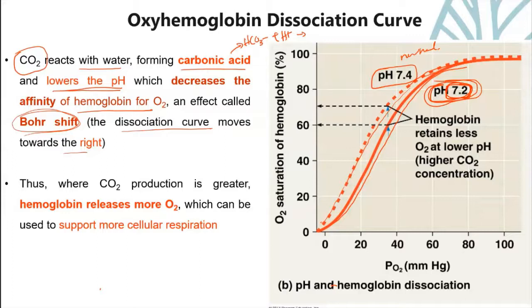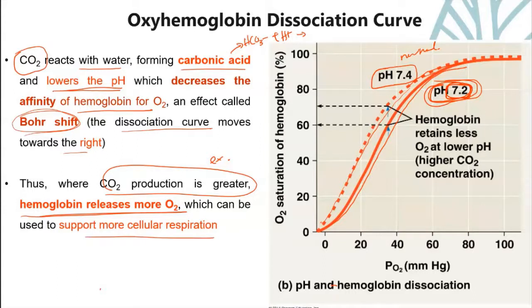pH rendah sebabkan more carbon dioxide release. Hemoglobin has lower affinity for oxygen. More oxygen will be released to the respiratory tissue. Okay, so thus where carbon dioxide production is greater, kan? Sebab tadi apa exercise contohnya, kan? More carbon dioxide produced, hemoglobin releases more oxygen which can be used to support more cellular respiration. So this is the Bohr shift. The curve shifts to the right, releasing more oxygen. Hemoglobin has lesser affinity for oxygen. Okay, lesser affinity means release more oxygen.